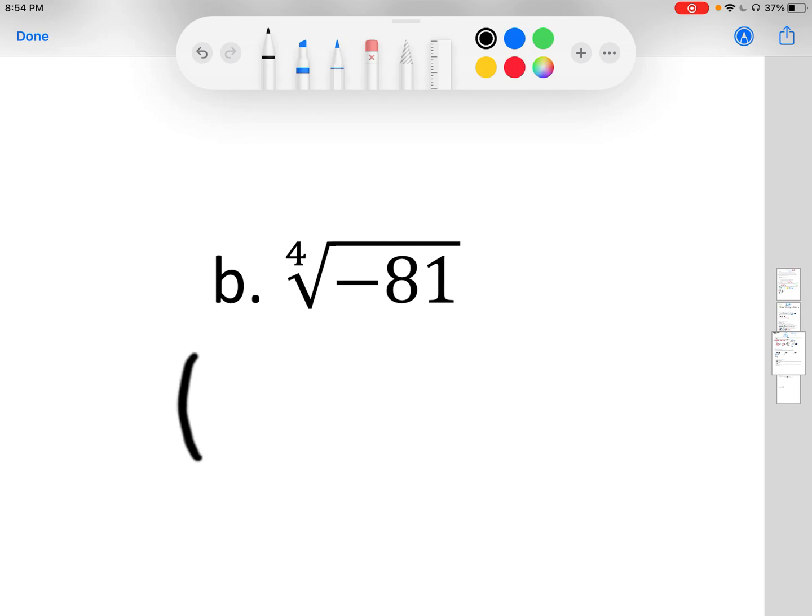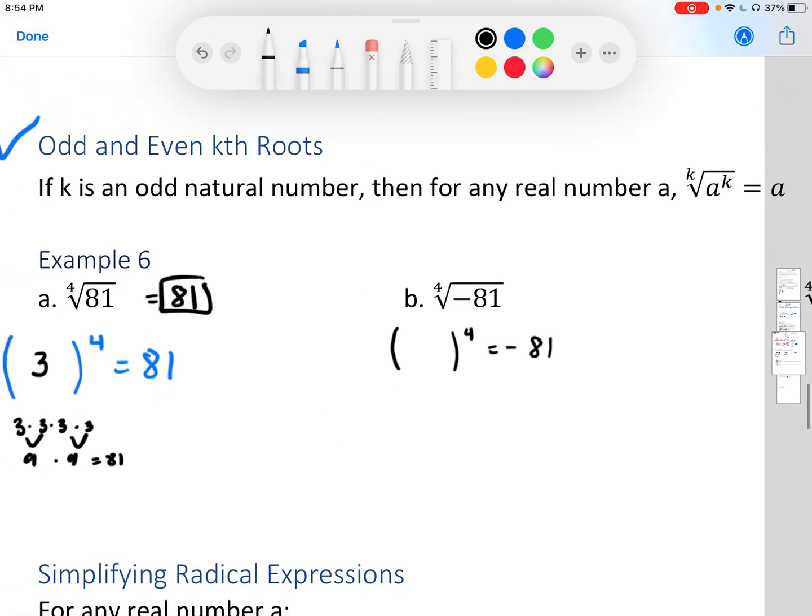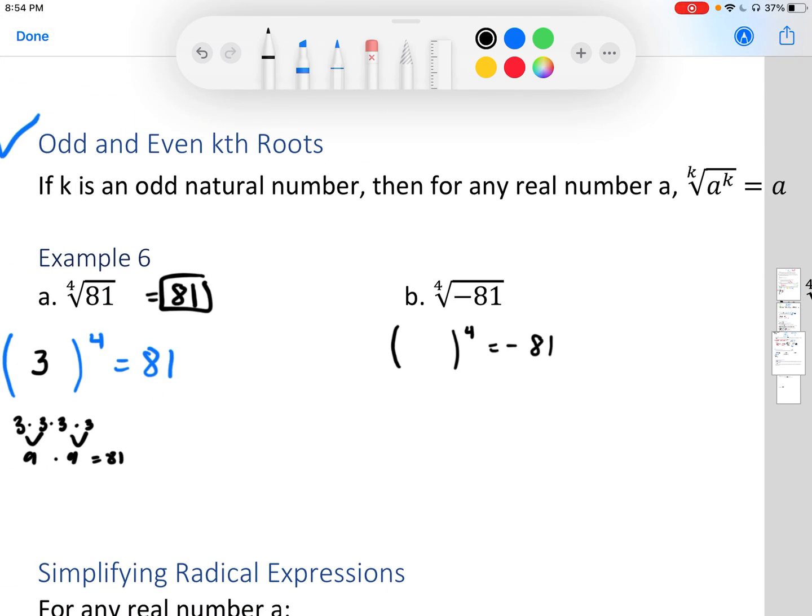So I think of a number, when I multiply it by itself 4 times, I get negative 81. Well, we saw from the previous question that 3 gave us 81. So what about negative 3? Maybe you're already thinking of what's going to happen. Negative 3 times negative 3 times negative 3 times negative 3. Negative 3 times negative 3 is positive 9. Negative 3 times negative 3 is positive 9.